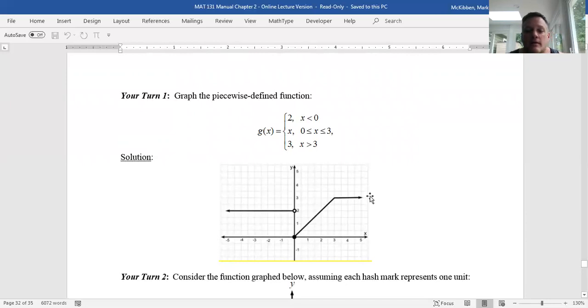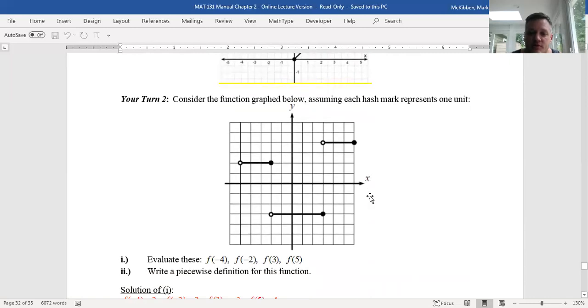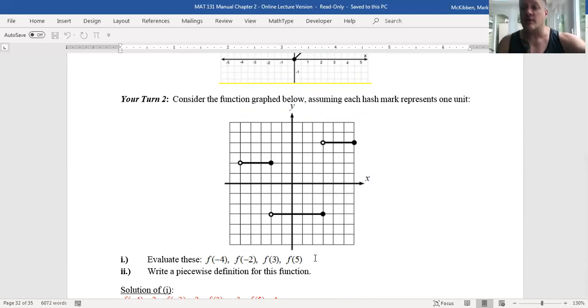All right. Look at the next your turn. All right, so you have now a graph of a piecewise defined function f of x here, and what you want to do is two things. You want to evaluate the y values or the functional values at these particular x values, and then you want to try to find a piecewise definition for the function itself. So f of x equals however many pieces you need and what the intervals of the x values are. So go ahead and try that and then we'll talk through it.